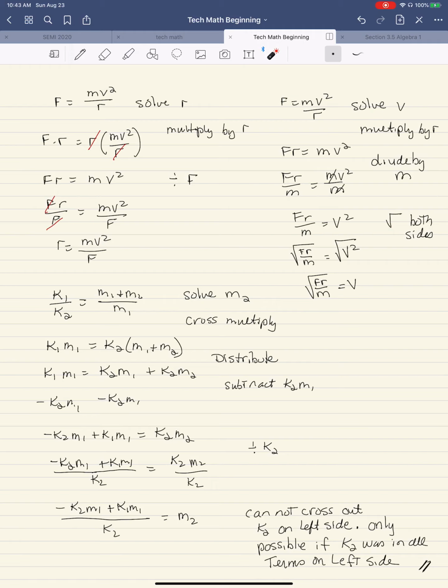Now I have to take the square root of both sides. Square root of v squared. Square root of fr over m. When you take the square root of something squared, it just pops out. So it's v equals the square root of fr over m.